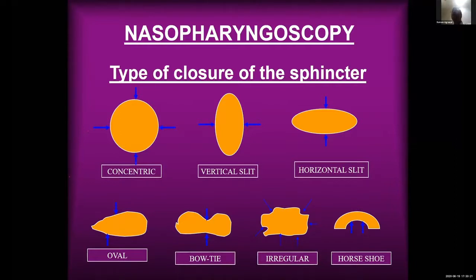closure, as the palate will move behind and touch the posterior pharyngeal wall. So almost 70% of the population has the horizontal closure, while the vertical slit, the sagittal, is only 5%, and then concentric is 20 to 25%, and the rest, 2 to 3%, is irregular, horseshoe, bow tie or oval closure, depending upon the different situations of the palatal movement. Next, please.